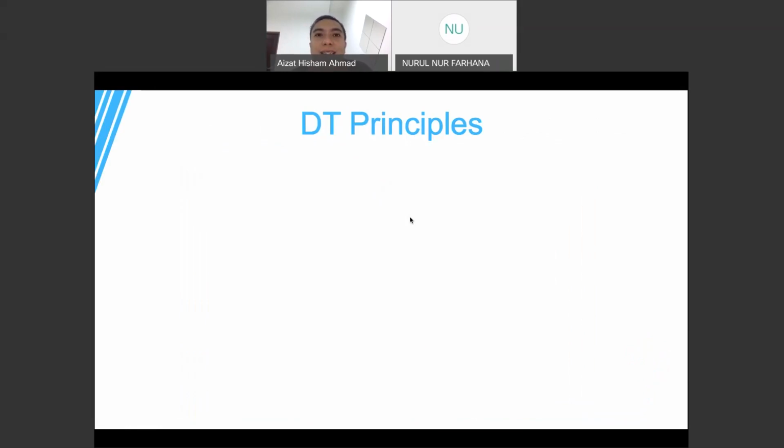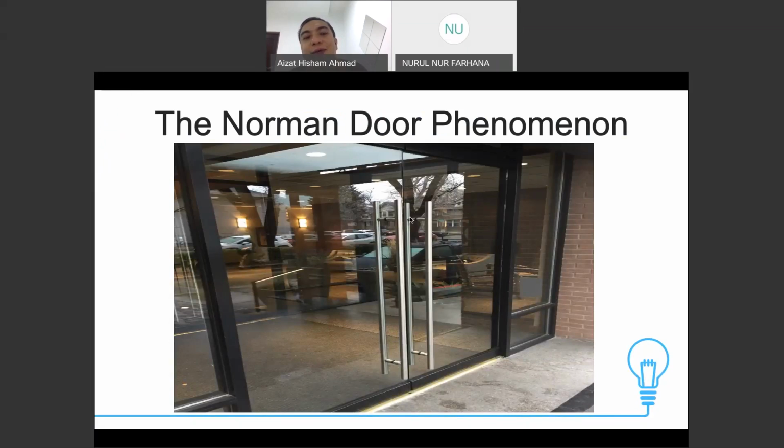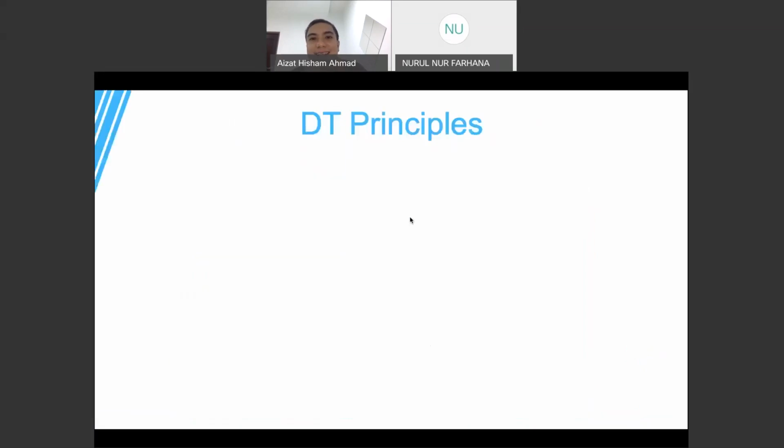So the Norman door phenomenon is taken into account very necessarily when it comes to design thinking. All right, now we move on to DT principles. We move on to understanding the concepts, the philosophy, and now the principles. Okay, there are three main pillars in design thinking.